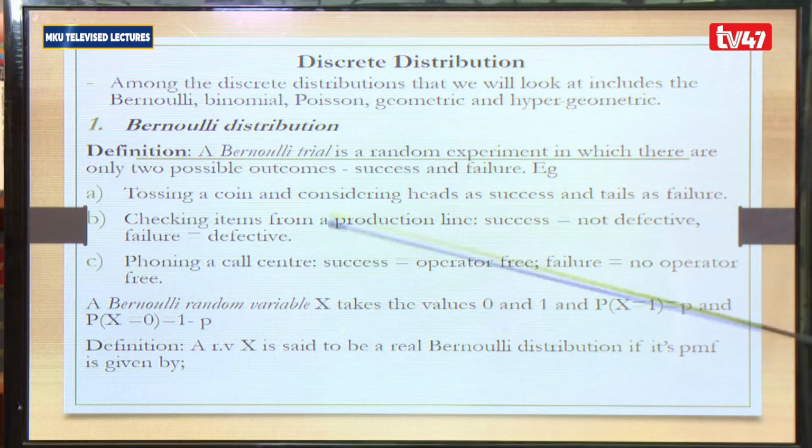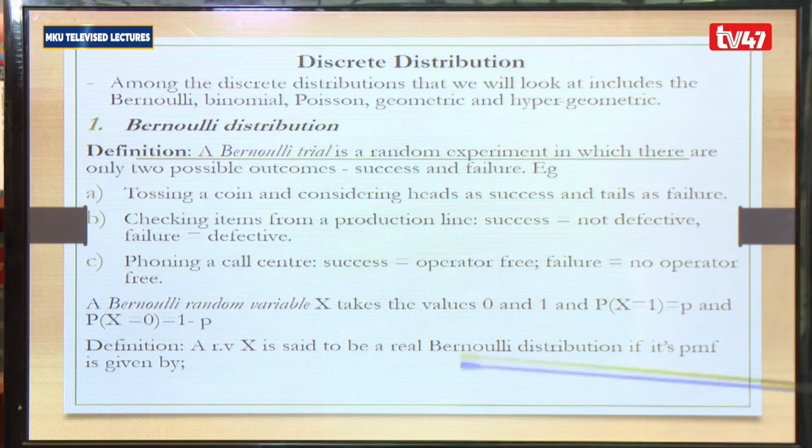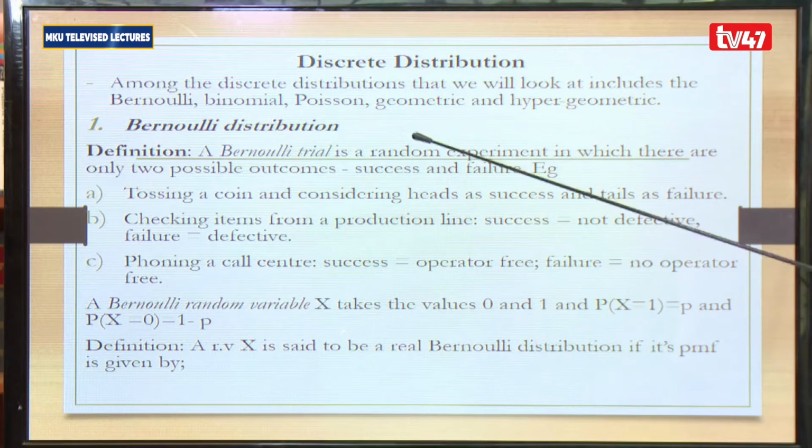Number 2, checking items from a production line, where success is an item that is not defective and failure is a defective item. We also have phoning a call center. Success is an operator is free, failure is no operator is free. So when you call customer service at a service provider and you have to wait, then that's a failure because the operator was not linked directly to you.